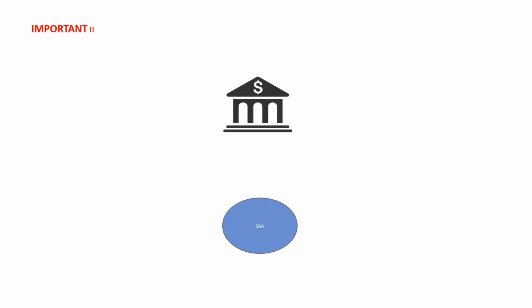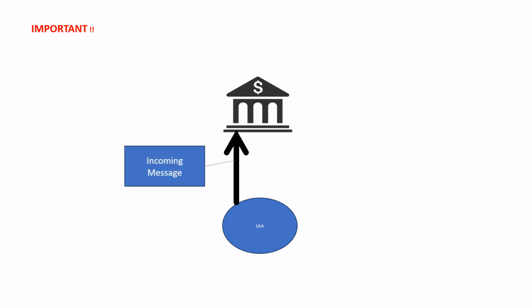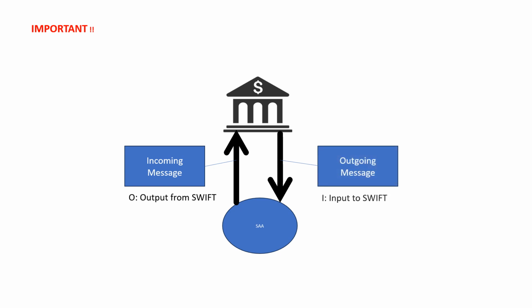One of the things that people often confuse a lot about is the message direction. An important thing to note here is that the message direction is always given from Swift's or the SAA point of view. This means that if we have the bank here and here's the SAA, if there is an incoming message to the bank, this means that it's output from Swift, so it will be given the O character. If there is an outgoing message from the bank, which means that it's an input to Swift, so it will be given the I character.